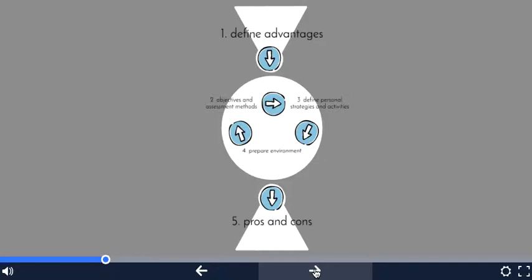You first start with defining the advantages of technology. Then you set your objectives and your assessment methods. The third one is you define your personal strategies and activities as a classroom teacher and see how that fits into this technology. Number 4 is, is your environment prepared for this technology? Do you have the technical support for it? And then number 5, you list the pros and cons of that technology to see, are there more pros or more cons, and is it really going to be worth it in the end?